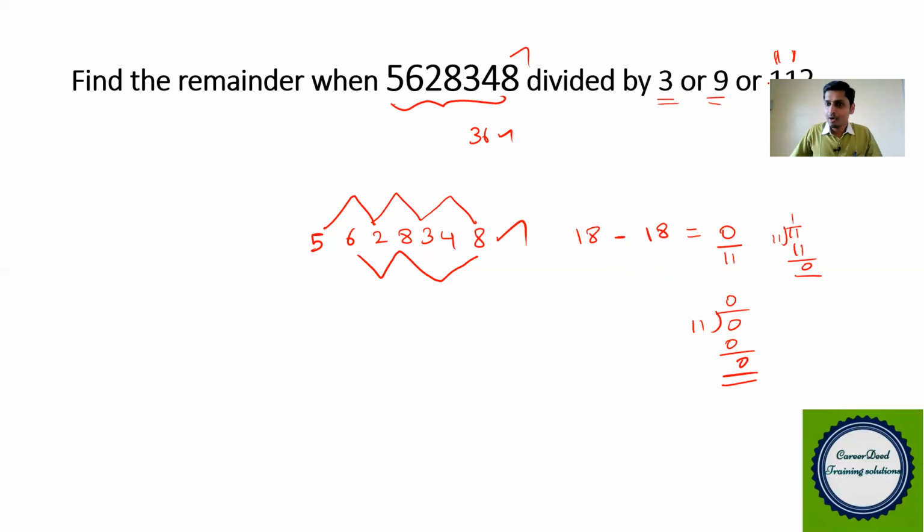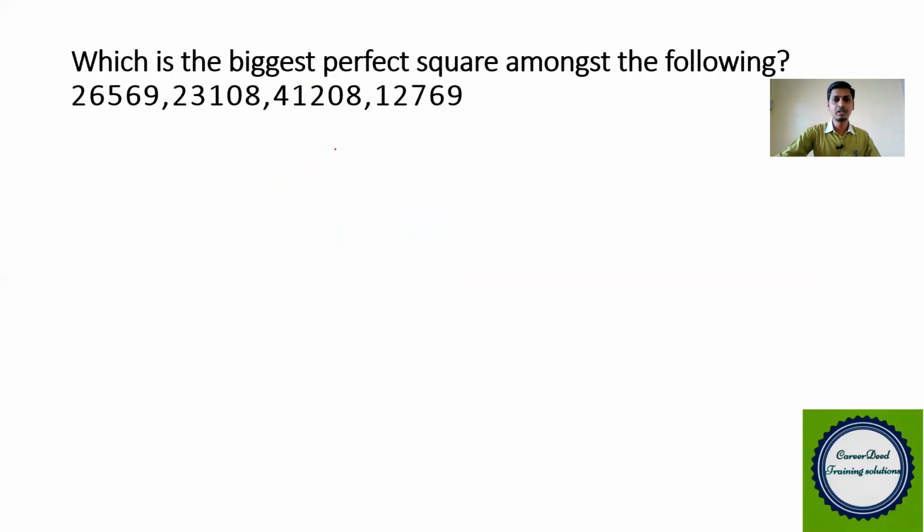Okay, now all these three numbers are divisible. I mean, this number is divisible by all these three numbers, 3 or 9 or 11. So what will be the remainder? Remainder for this number will be 0. So this becomes your answer, right? So 5628348, when you divide it by 3 or 9 or 11, the remainder is going to be 0. This becomes your answer.